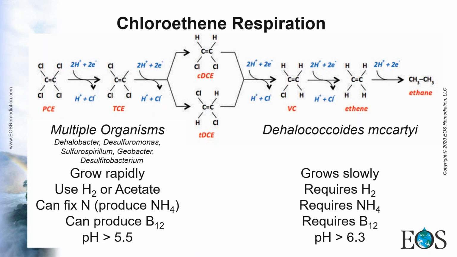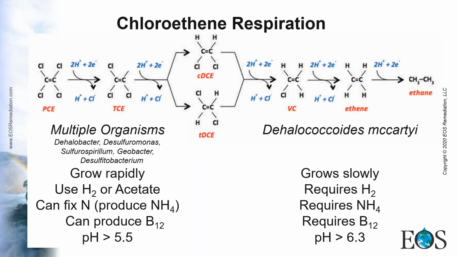On the counter side, there's Dehalococcoides McCartyi. I know there's one other organism that people are talking about that might be able to degrade vinyl chloride, but for now, let's just focus on the Dehalococcoides. Number one, it grows slowly. Another big deal is it cannot use hydrogen as an electron donor. You have to supply hydrogen. No hydrogen, no degradation of vinyl chloride. It requires an external source of ammonia, it requires an external source of B12, and it appears to be a lot more sensitive to pH.